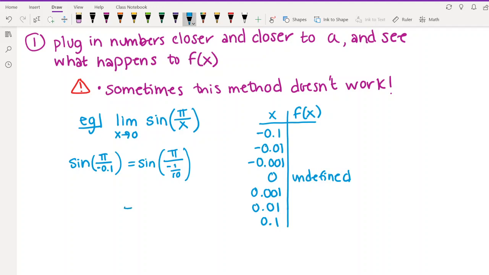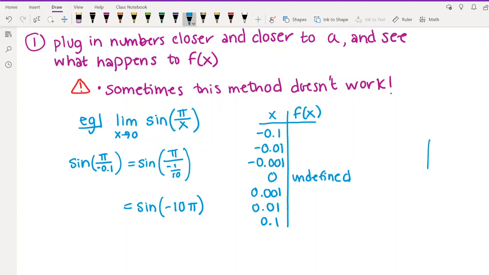And then what's another way of writing pi divided by negative 1/10? Well, that's the same thing as negative 10 times pi, right? Because dividing by a fraction is the same as multiplying by its reciprocal. And so what is sine of negative 10 pi? Well, for any multiple of pi, sine is going to be 0, right?